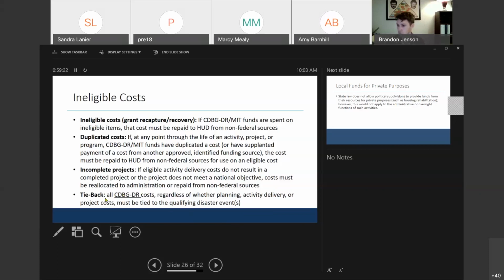Tied back, all of the CDBG-DR costs, this is a caveat for DR, not mitigation, regardless of whether it's planning or activity delivery or project costs, everything must show a tie to that specific qualifying disaster event. And in this case, the disaster event for both the DR and MIT is DR 4317. It occurred from April 28th through May 11th of 2017.